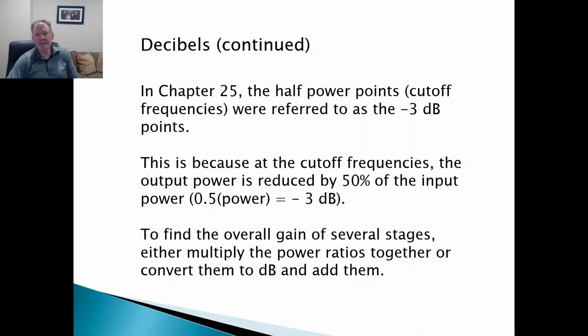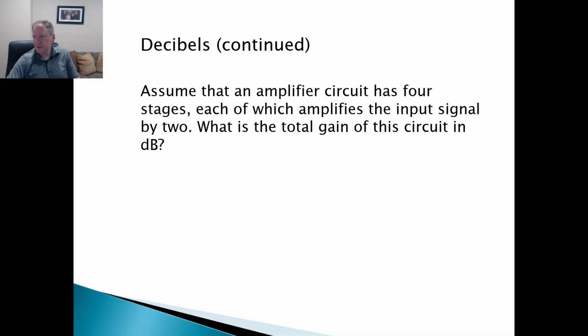Now let's look at, in chapter 25, the half power points or cutoff frequency referred to as the negative 3 dB points. This is because at the cutoff frequencies, the power output is reduced by 50% of the input power. And to find the overall gain of several stages, either multiply the power ratios together or convert them to dBs and then add them. So if we assume that an amplifier circuit has 4 stages, each of which amplifies the input signal by 2, what is the total gain of the circuit in dB?